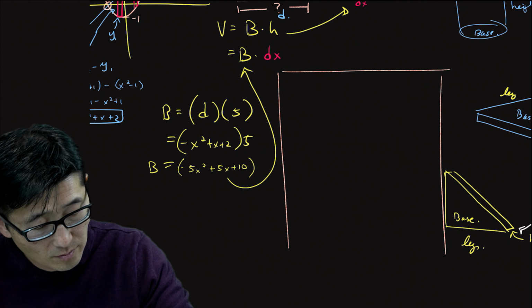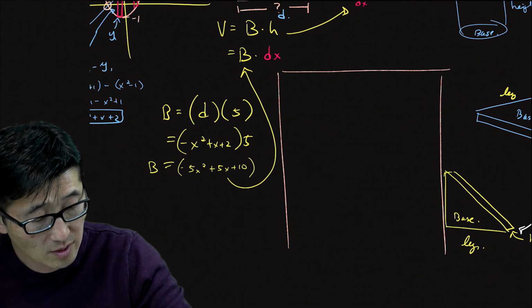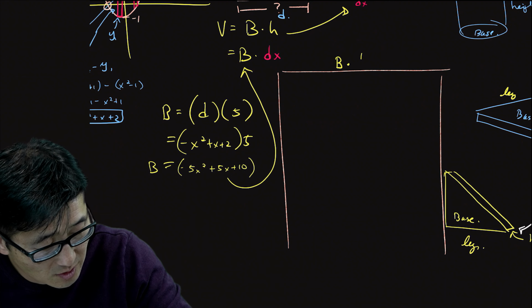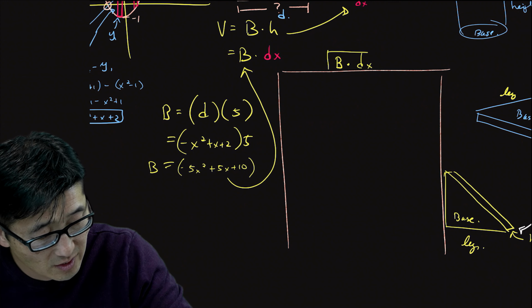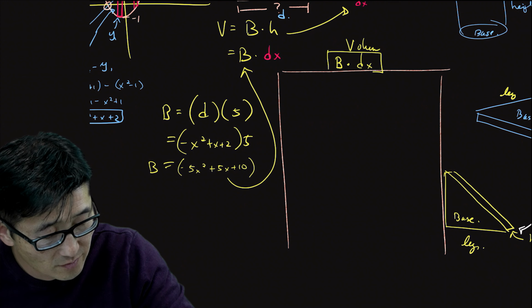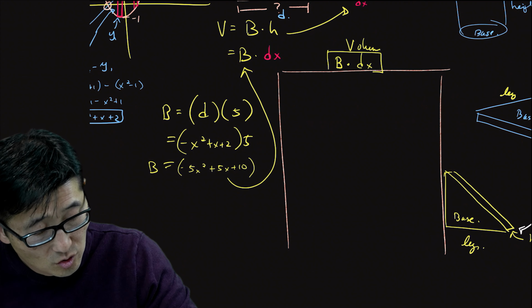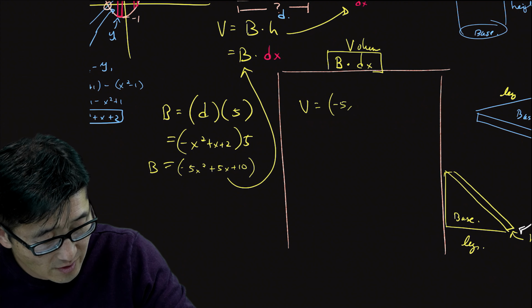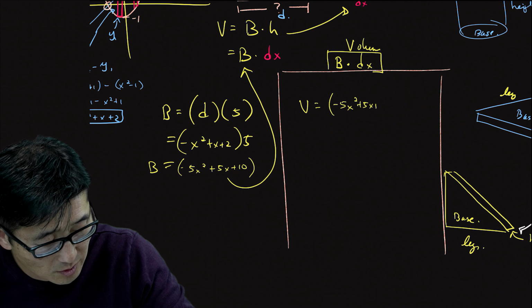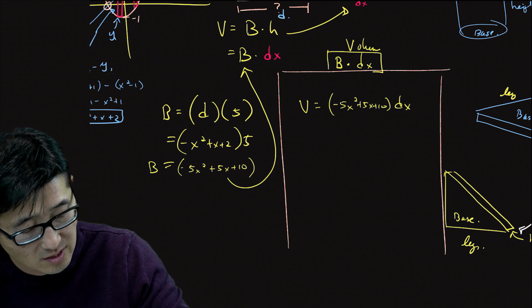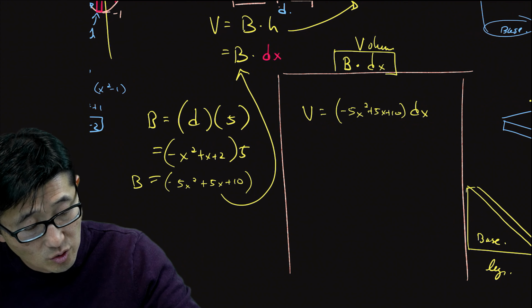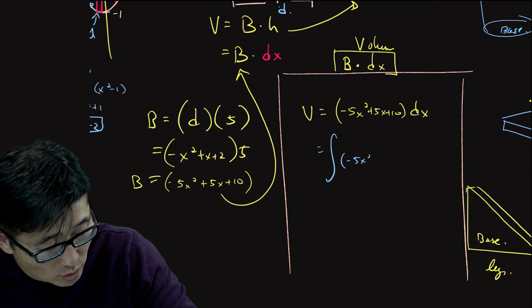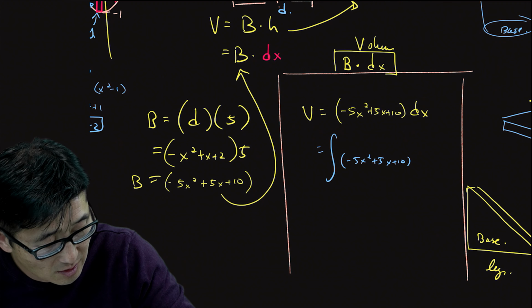Okay, so I'm going to fill out this equation. So let me write it right here. This is going to be my b times dx, which will give us the volume of that figure. So volume equals negative 5x squared plus 5x plus 10 dx. Now I want to establish and write this as an integral now. Negative 5x squared plus 5x plus 10 dx.